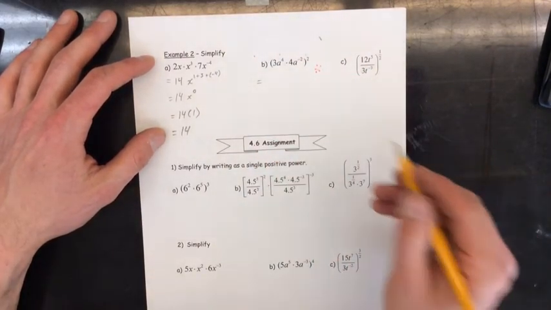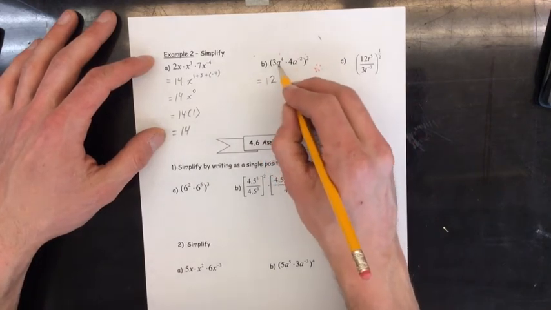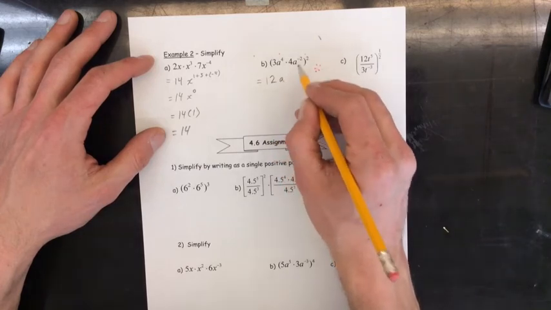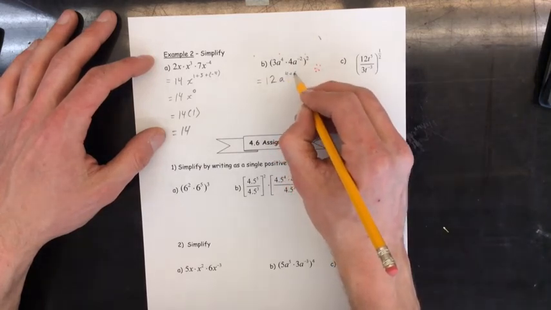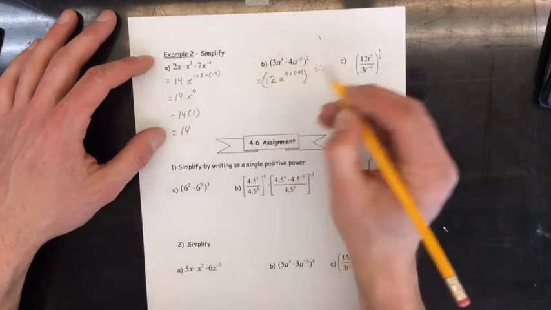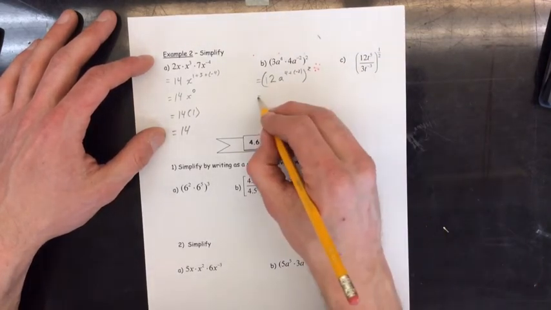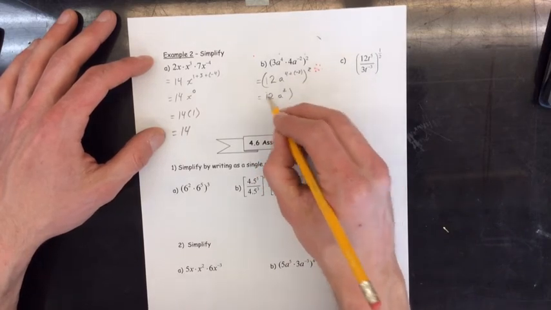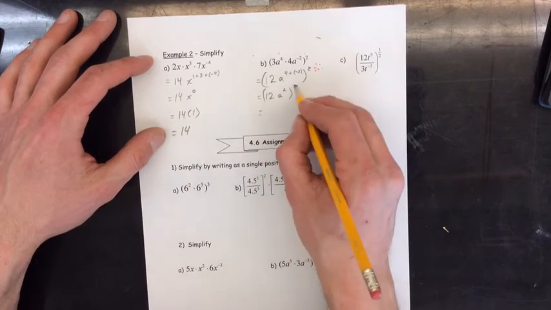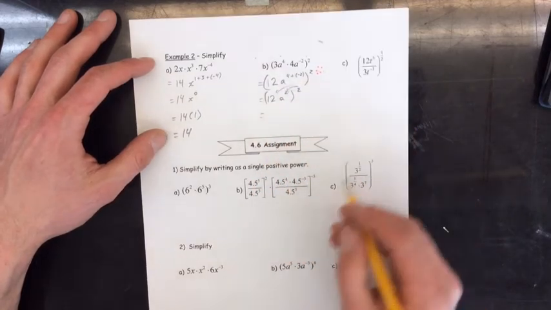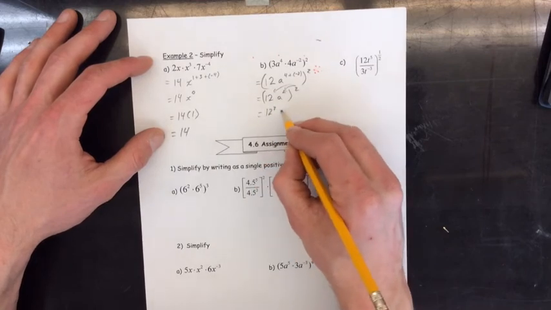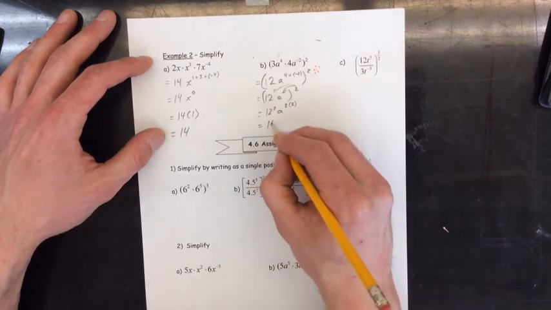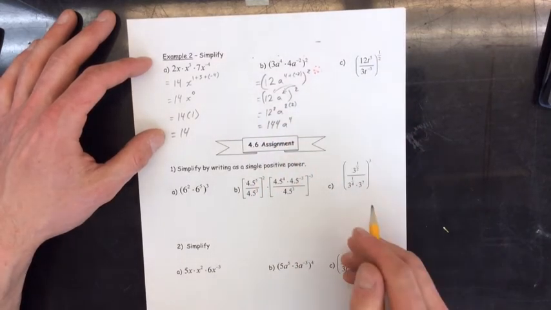B. 3 times 4 is 12. a to the power of 4 times a to the power of negative 2. I'll take 4 plus negative 2. And this is all squared. So 12a squared, all squared. Now be careful, because this square applies to 12 and to the a squared. So this is 12 squared times a to the power of 2 times 2, which is 144a to the power of 4. And that's it.